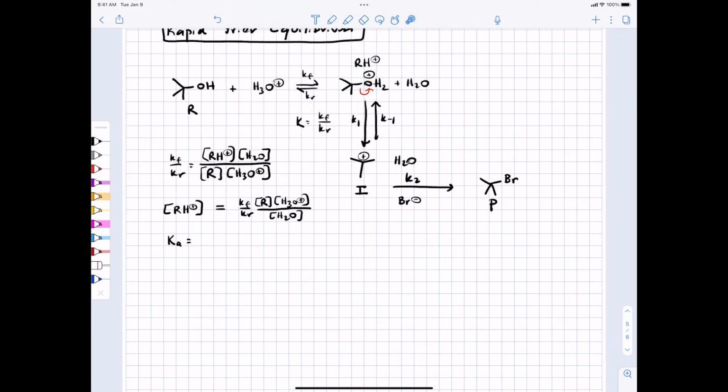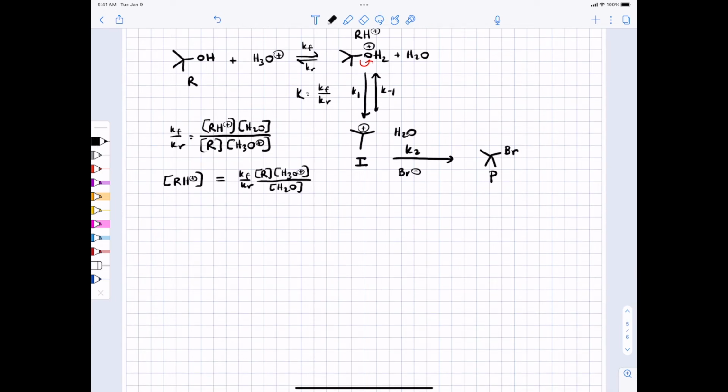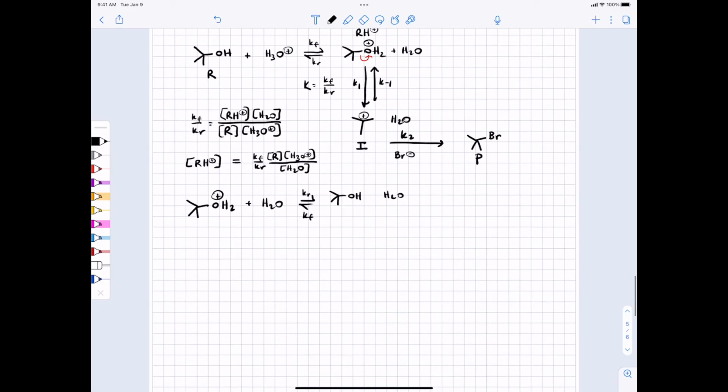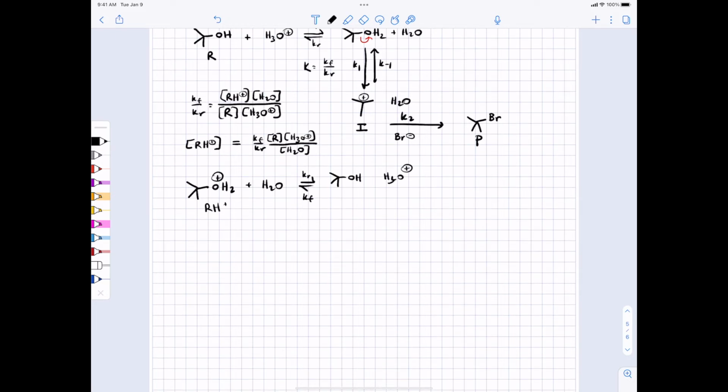I'm sorry, I'm struggling with a way to explain this. Everything we've done up to this point is fine. But if we reformulate the expression like this, K reverse, K forward, and then OH here and water there. I'm sorry, hydronium here. This is RH plus and this is R.